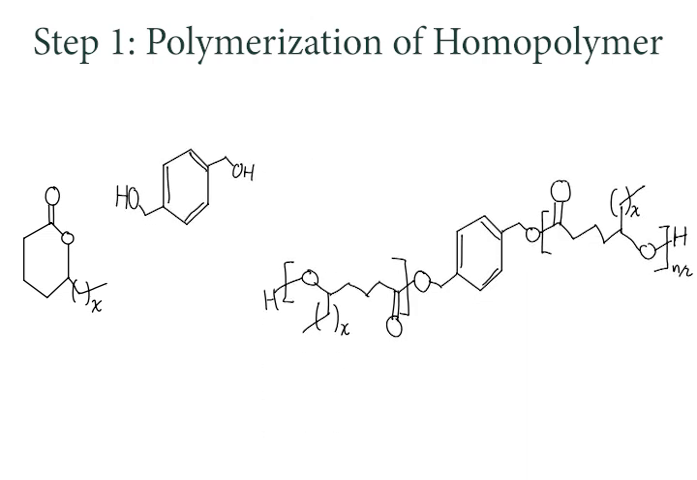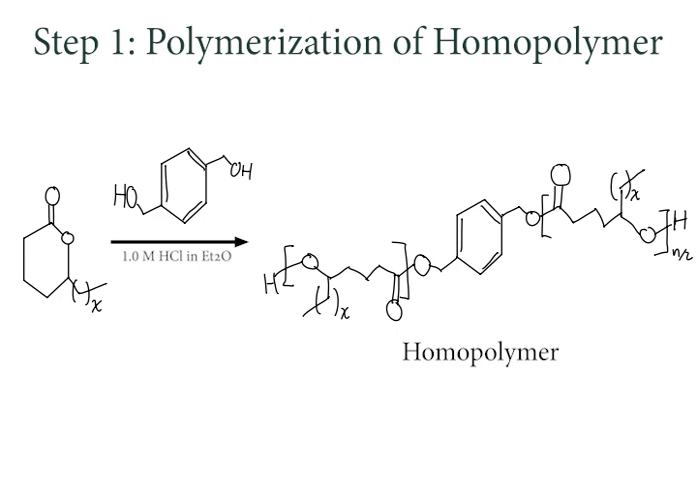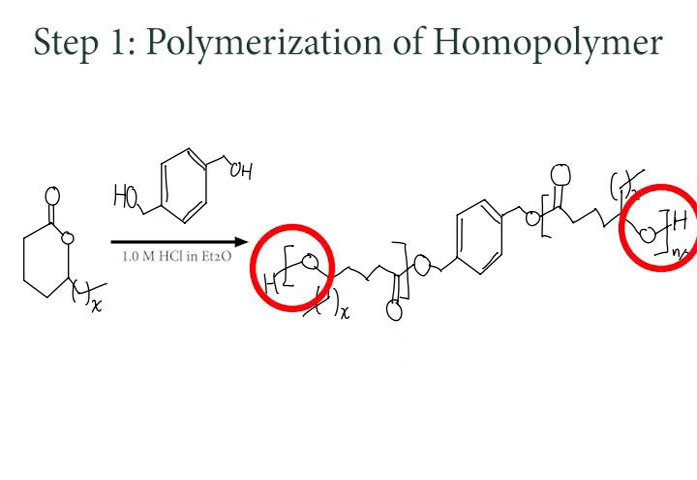And this reaction leads to ring opening polymerization, in which, with the addition of the initiator, its hydroxyl groups will react with the monomer, allowing it to open up its ring, relieving its strain, and creating a homopolymer with hydroxyl groups on its end. This will be important for later.